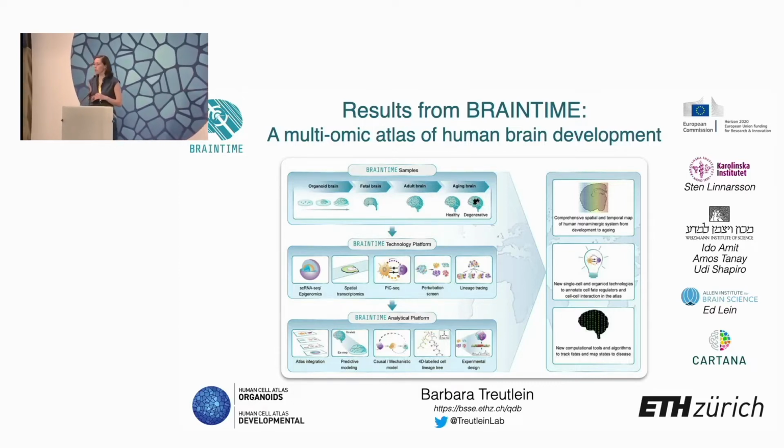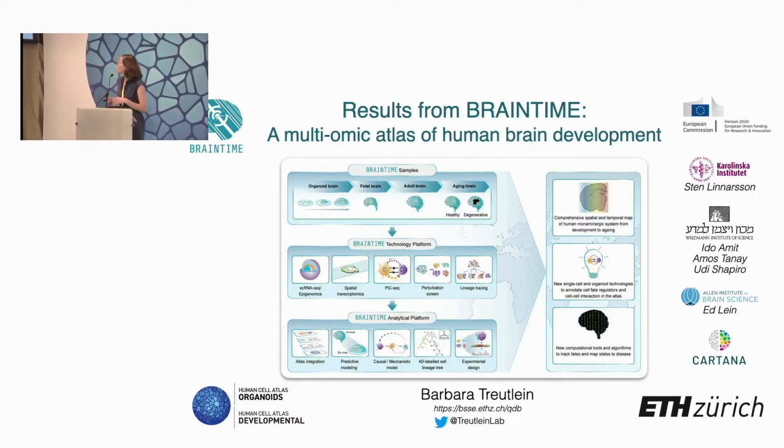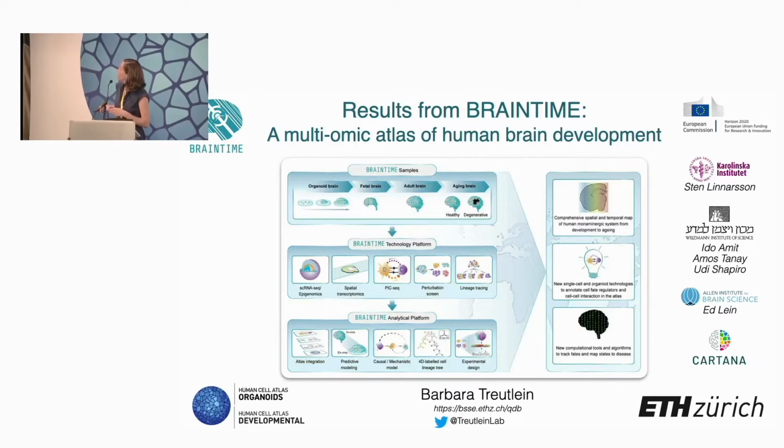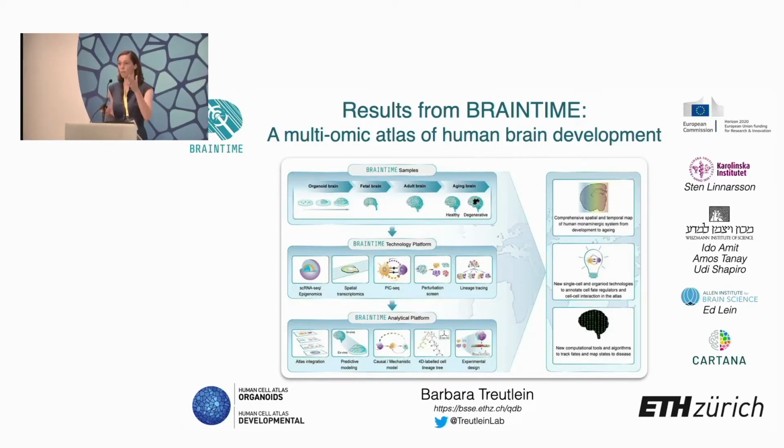The overall goal of the BrainTime Consortium was to establish a comprehensive spatial, multi-omic and temporal map of the human brain from development to aging. We had a particular focus on the monoaminergic system, which spans the midbrain and the brainstem. The samples that we have been working with in the different labs span from fetal brain through adult brain to aging brain of humans, including some neurodegenerative disease brains, but also organoids, brain organoids.